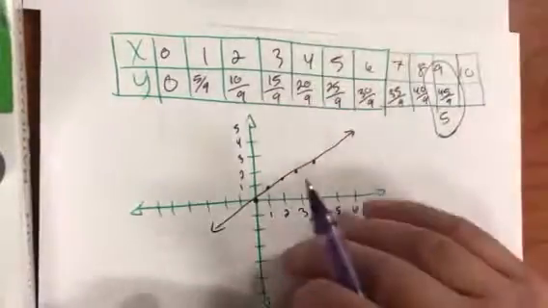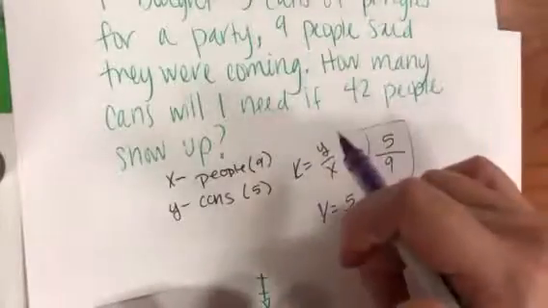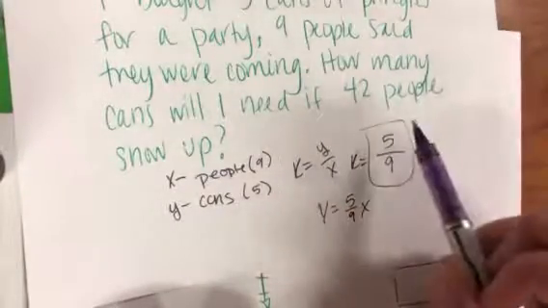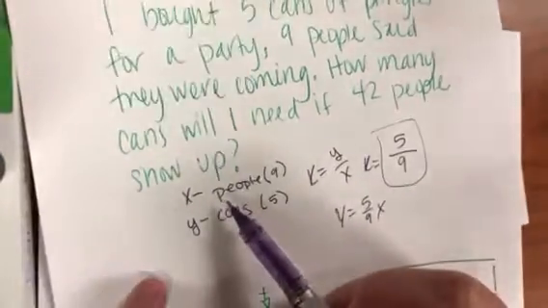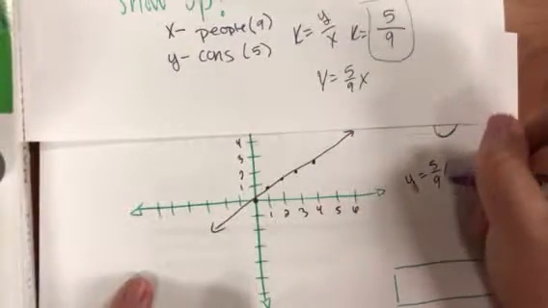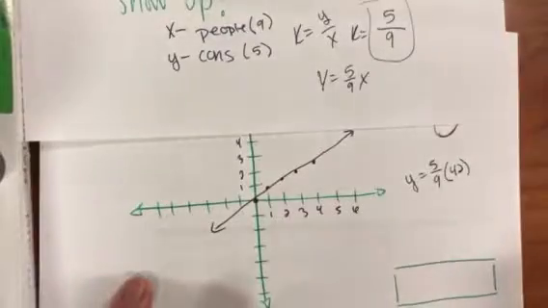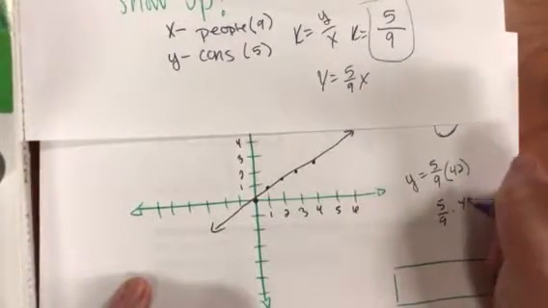So now that we have the graph and the table, we want to know how many cans we need. We need to answer this question: if 42 people come. The number of people was my independent variable, my x. So does that mean all I have to do is go y equals 5/9 times 42? Yes, that's it. So 5 over 9 times 42 over 1.